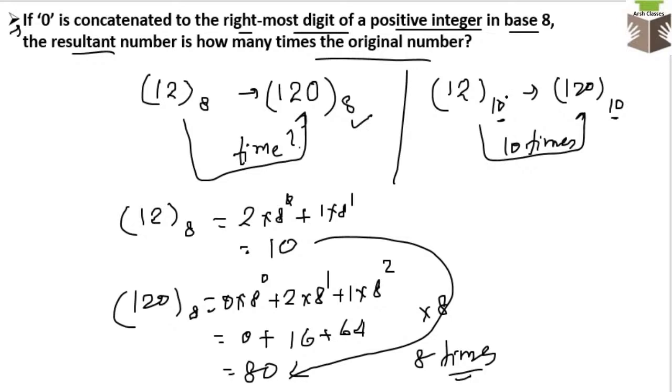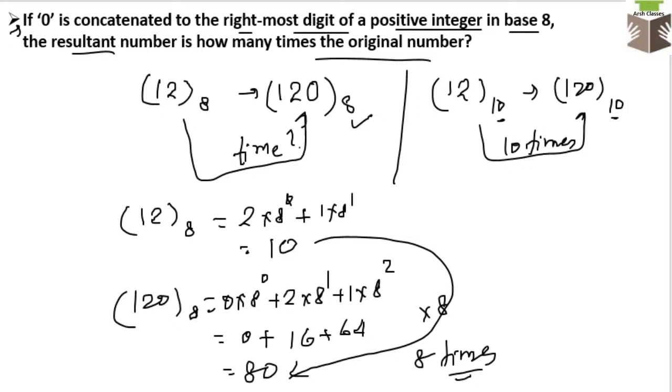So suppose if we write 00, that will become 100 times in base 10. So it will become 8 square times. So if the base is n, it will become n times. If you write 00, it will become n square times. If you write 000, it will become n cube times, and so on.